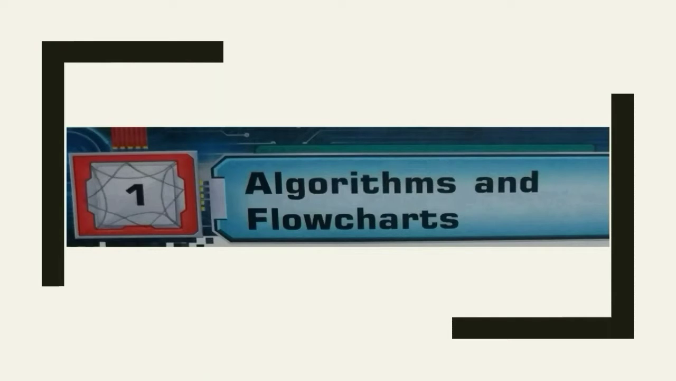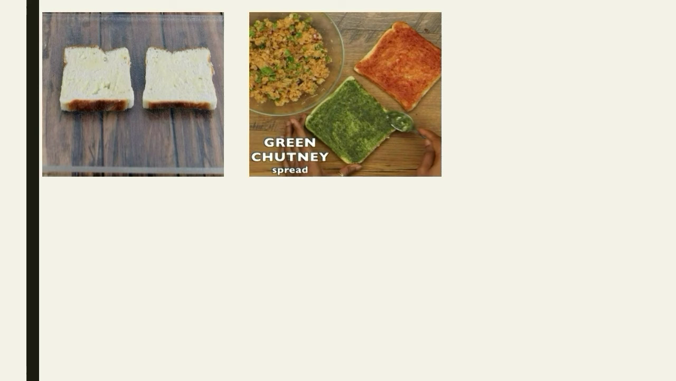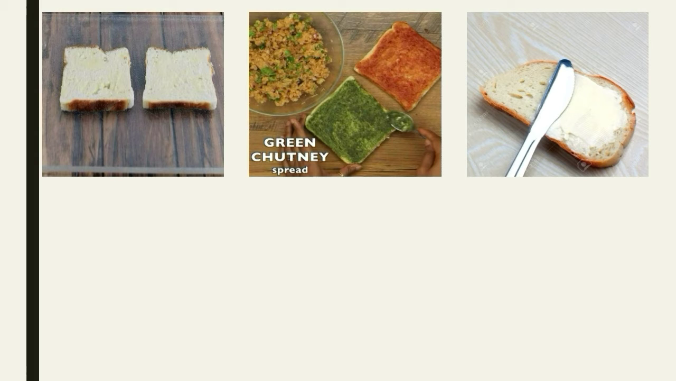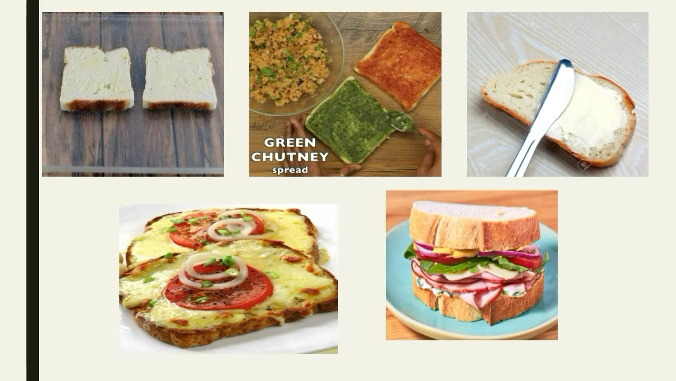Children, have you all ever made a sandwich? If you have, you must be aware that making sandwiches involves certain steps. These are the steps. Step 1. Take 2 slices of bread. Step 2. Spread chutney on the first slice. Step 3. Smear butter on the other slice. Step 4. Put cheese and 2 slices of tomato on the first slice. Step 5. Place the other slice on top.